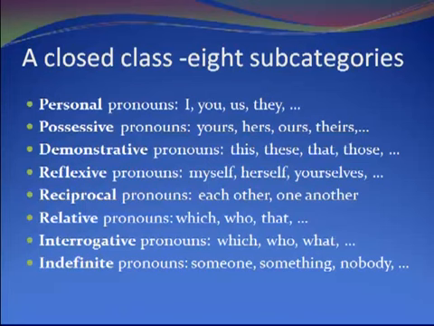A further category is relative pronouns: which, who, that. These introduce what are called relative clauses. We'll look at all of these in a bit more detail in the 3rd video. We also have interrogative pronouns: which, who, what. They ask questions. And you can see that you've got a relative pronoun "which" and an interrogative pronoun "which." So there are 2 different words "which," at least. Then the last category is indefinite pronouns: words like someone, something, nobody.